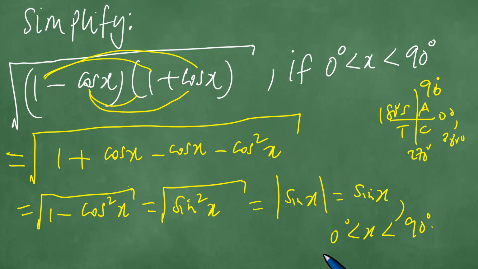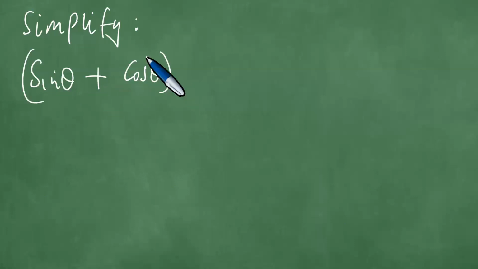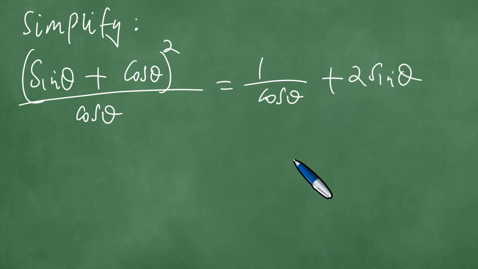Next. Next. We need to simplify this one. Sine theta plus cosine theta, divided by cosine theta, equals one over cosine theta plus two sine theta. How do you prove this one here? Anyone, please? What do we do?